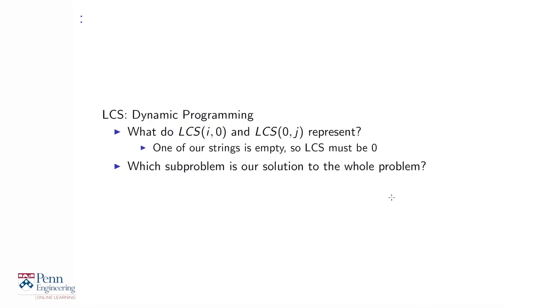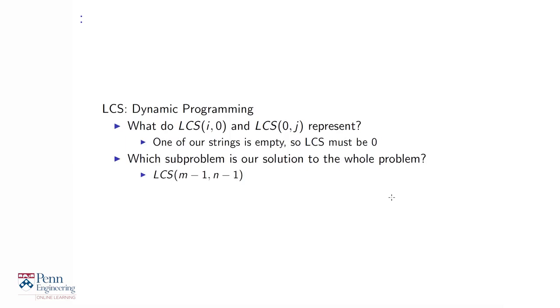So what is the subproblem that's the solution to our whole problem? Well, we want to find the longest common subsequence between S_1 through S_M and T_1 through T_N. In fact, this is a little typo here, this is M and this is N. So we want to find the LCS of (M,N), the longest common subsequence between S_1 through S_M and T_1 through T_N.